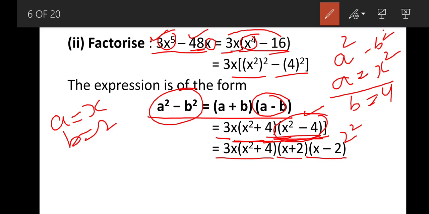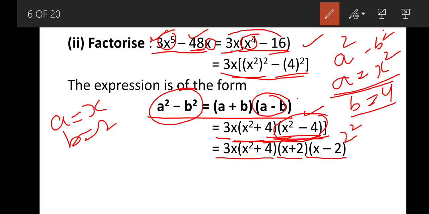So what we have done basically in this example, first of all you are supposed to take something common, because we were not able to use identity number 1, 2 or 3 as it is in the question. So we have taken 3 common as a common factor of 3 and 48, and of x raised to the power 5 and x we have taken x one time. So we will be left with 3x bracket x raised to the power 4 minus 16. Then we have applied this identity number 3 where a is equal to x square and b is equal to 4, because 16 can be written as 4 square and x raised to the power 4 can be written as x square whole square.